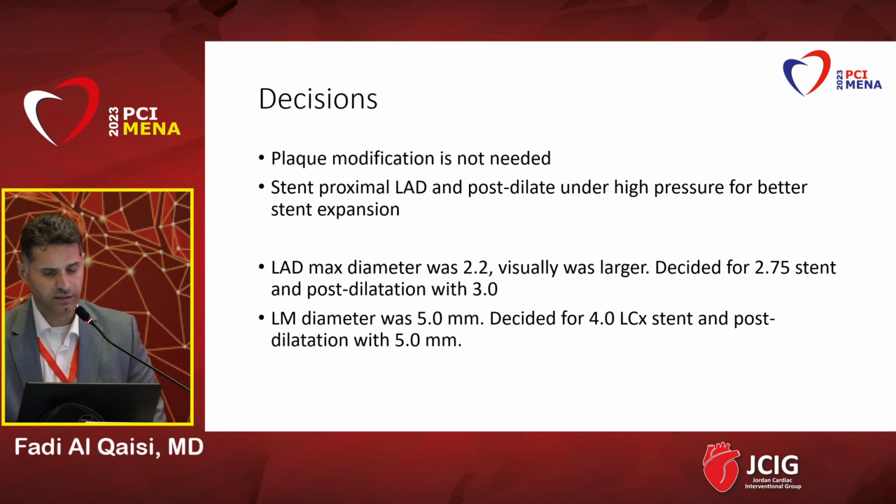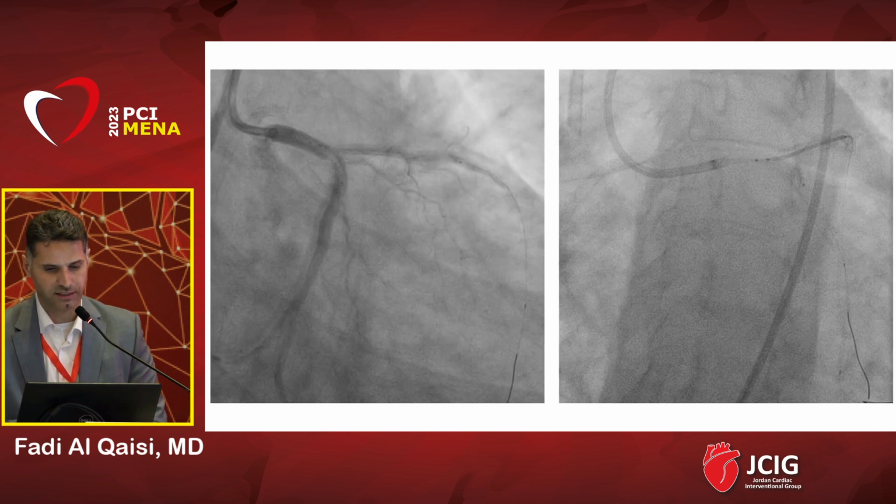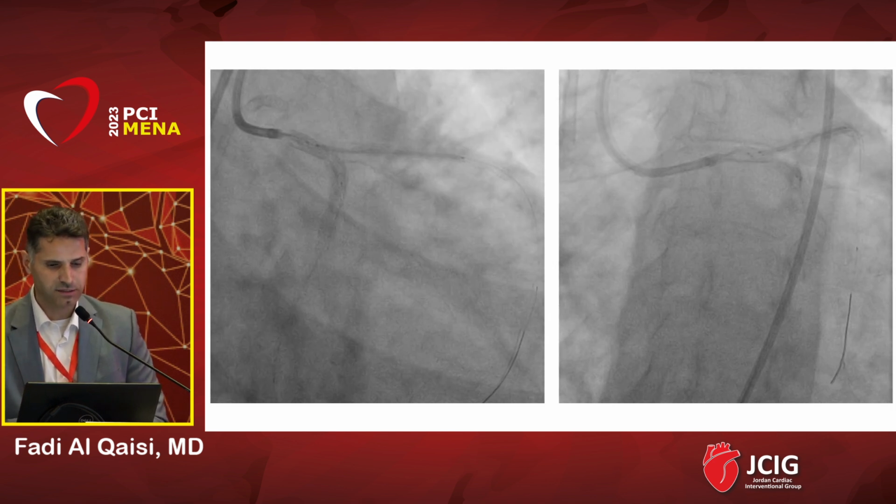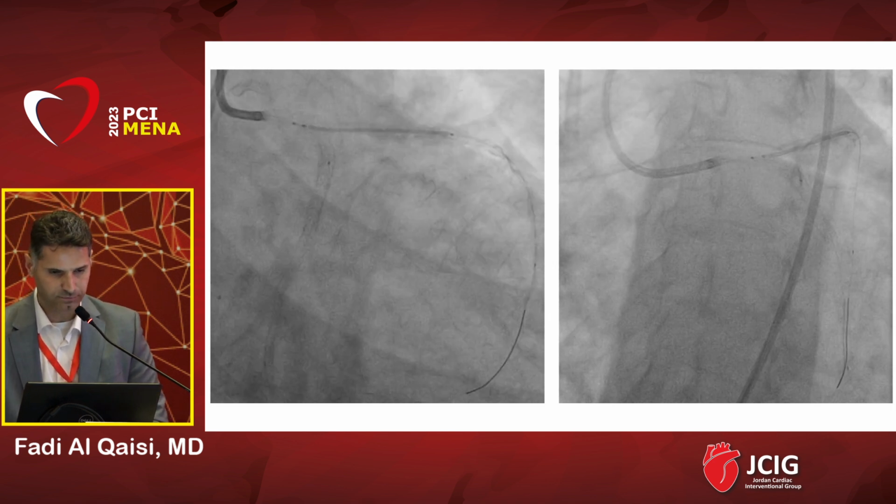The proximal LAD is underexpanded. It needs higher pressure for better stent expansion. The maximum diameter by measurement was 2.2. Having said that, visually it was more of a 3.0 artery, so we settled on a 2.75 stent and post-dilated with 3.0. The left main diameter was 5.0, so we decided on a 4.0 stent in the left circ and post-dilated proximally in the left main with a 5.0.